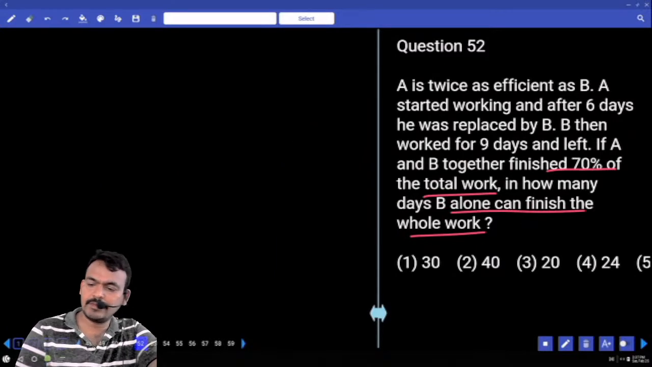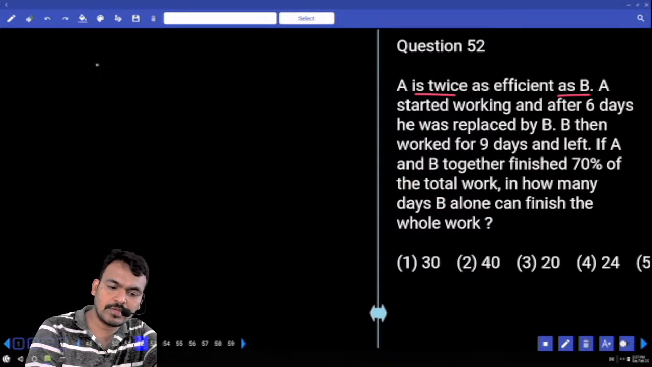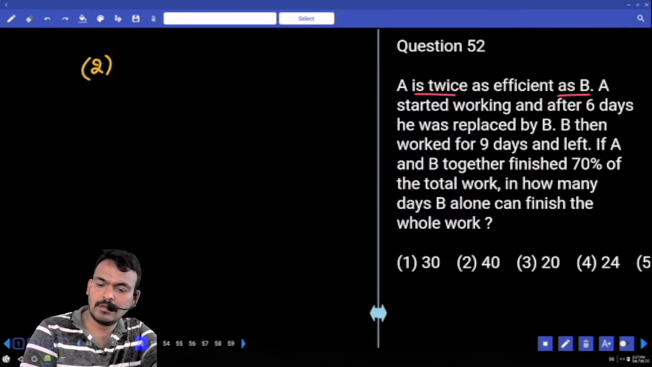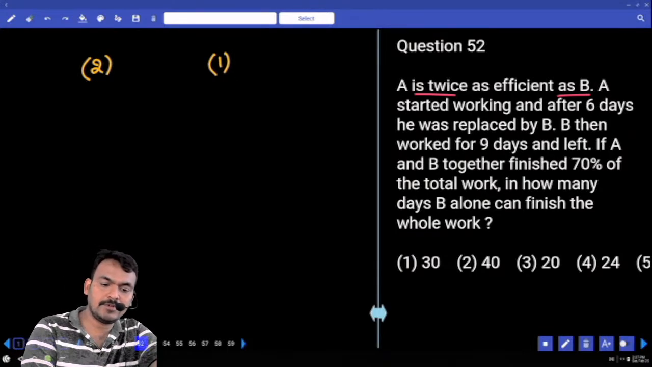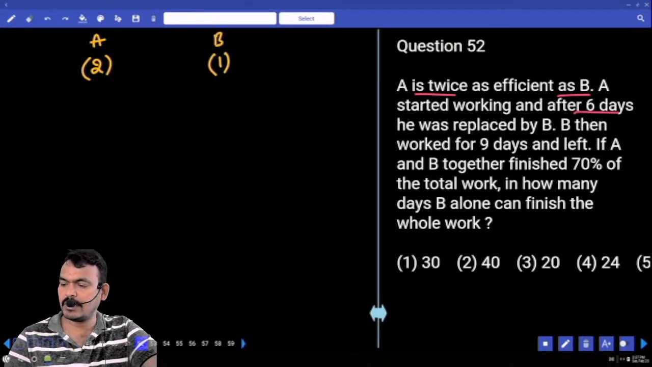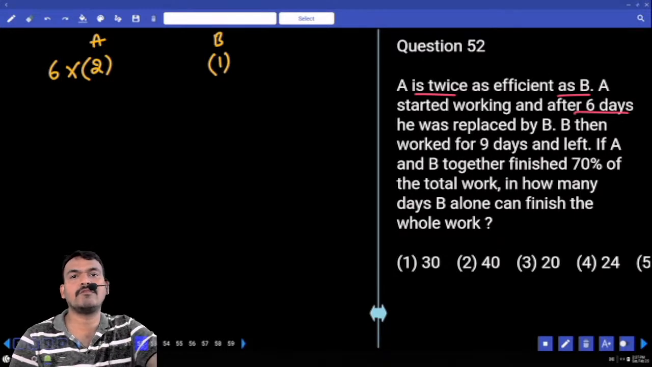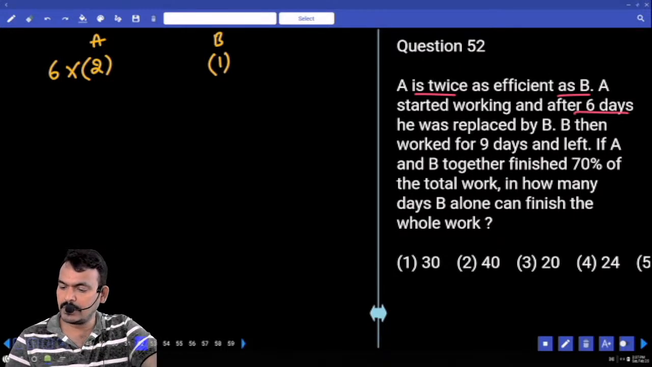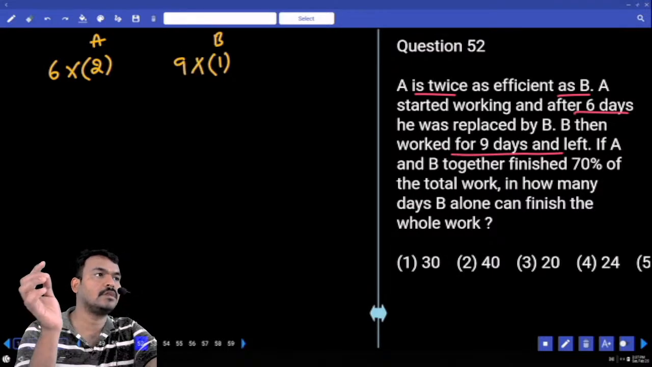First of all, A efficiency compared to B efficiency, twice or triple? Twice. Suppose A efficiency 2 parts, B efficiency 1 part. A is working how many days? 6 days. 6 into 2 or not? It is which one, work? A work. And B is working how many days? 9 days. 9 into 1 or not? It is B work.